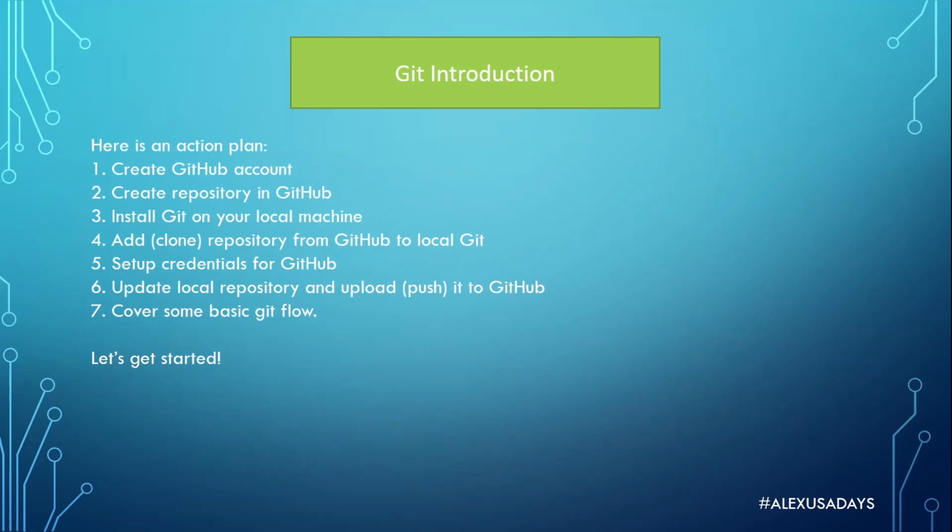So here's our action plan. We will create a GitHub account together. We will create a repository in GitHub. Then we will install Git on a local machine. Then we will clone the repository from GitHub to local Git. Then we will set up credentials for GitHub so you can update the local repository and push it back. And then we will cover some basic commands and git flow.